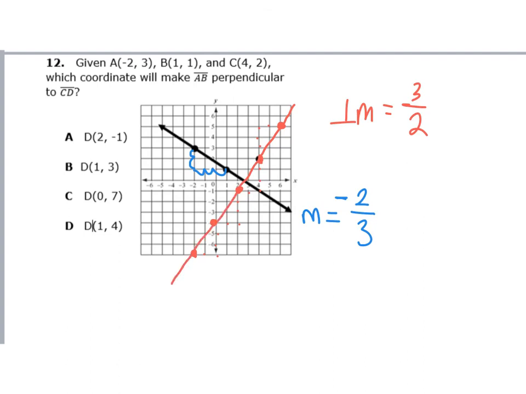So then when I start with A, A is at (2, negative 1). So 2, negative 1. Oh, look, there it is. It's on my line. A is my correct answer. I don't have to check the other 3.